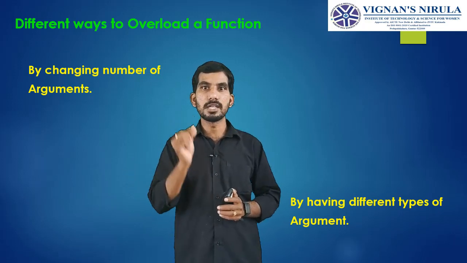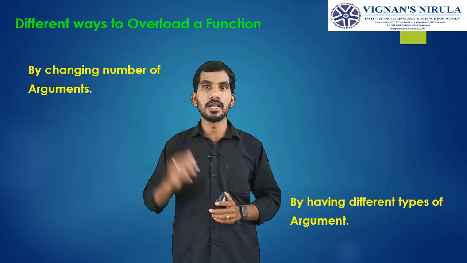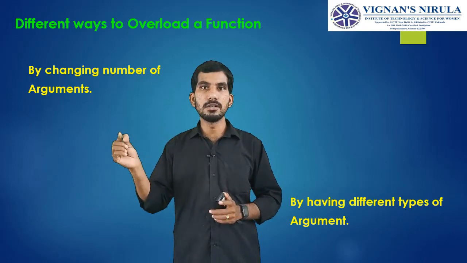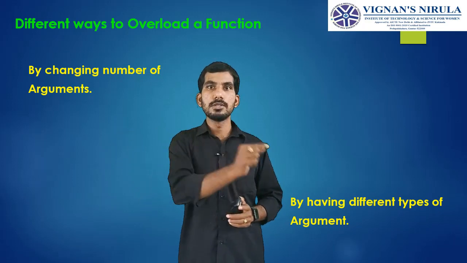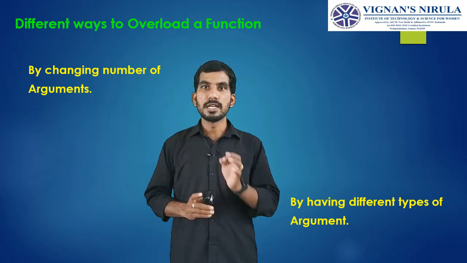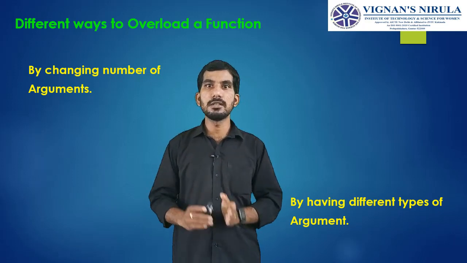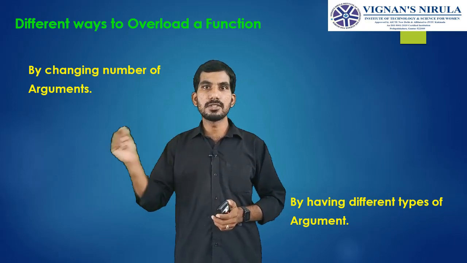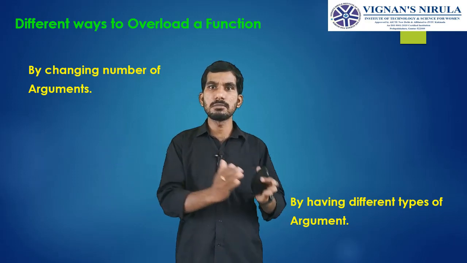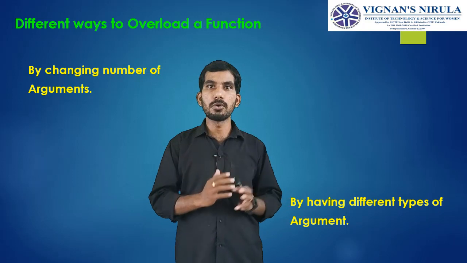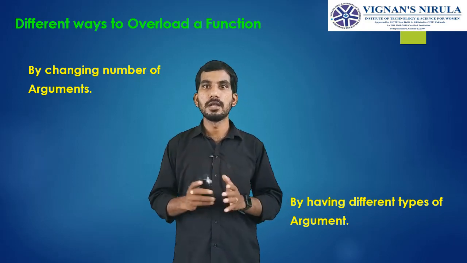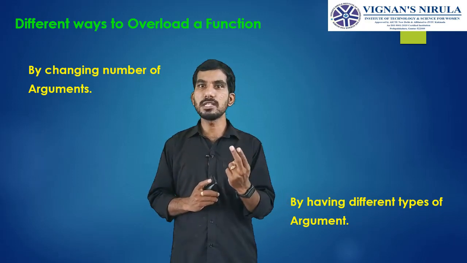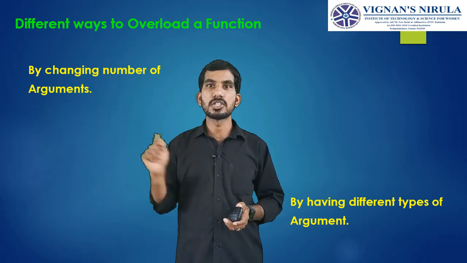That means variables A, B, C, D like that, and all the variables A, B, C, D belong to a single data type. And the second one is by changing the different data types. That means A, B, C are sometimes double, sometimes float, sometimes integer like that. In two different ways we can overload the function.